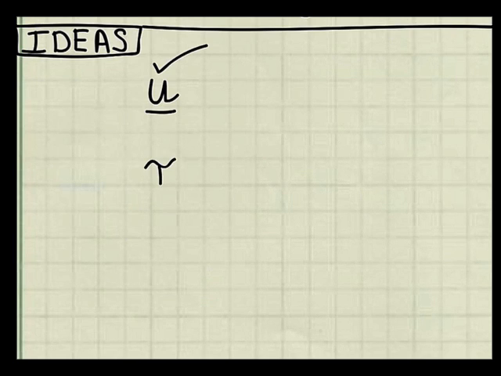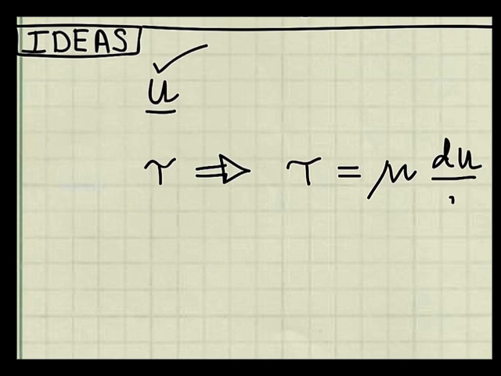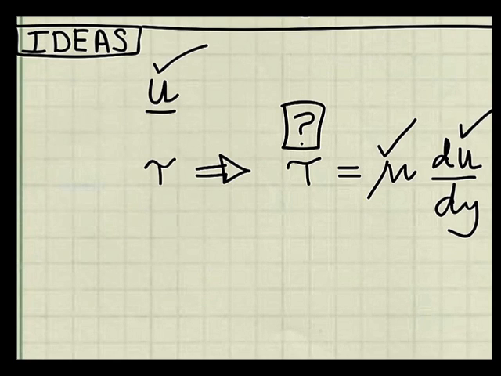Goal 2 is shear stress. So I think, can I just apply the shear stress equation. So here's the shear stress equation. Shear stress is viscosity times velocity gradient. There's my goal. I can look up a value of viscosity of glycerin, and I can take the known velocity equation and differentiate it. So this should be easy to find.